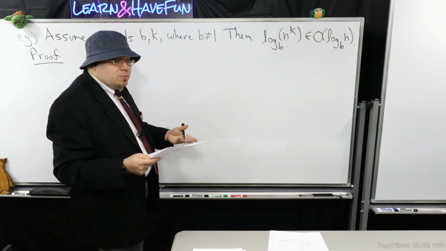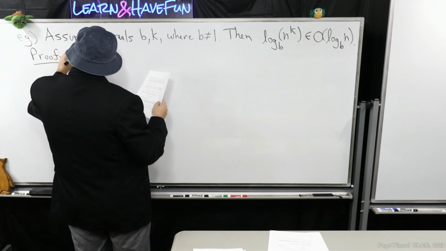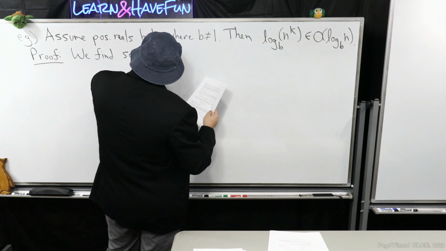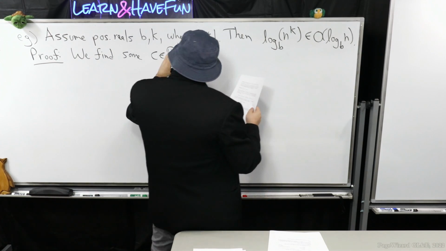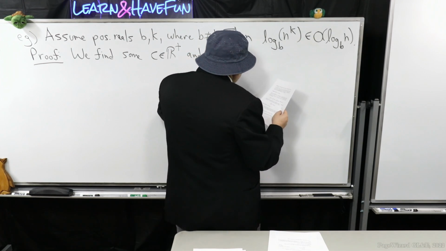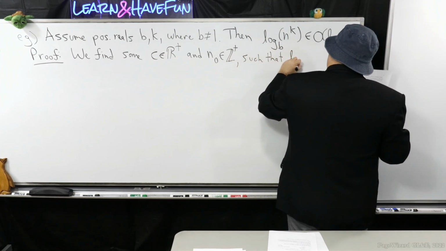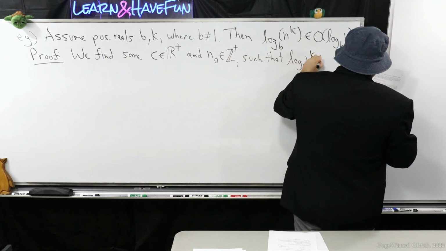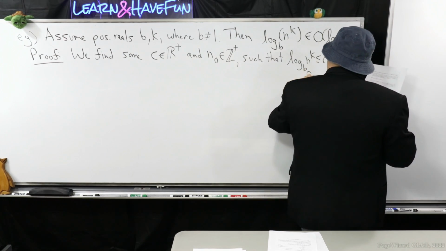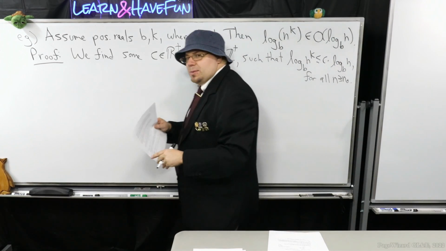So as per usual, we should lay out the game plan for what we need to accomplish. We find some c, which is a positive real number, right? We have to find the two constants, c and n0, which is a positive integer, such that log base b of n to the power of k is less than or equal to c times log base b of n. And this has to be true for all n greater or equal to n0. So remember, that's the game plan.